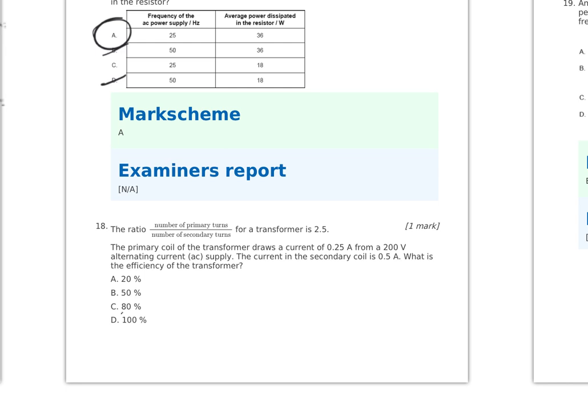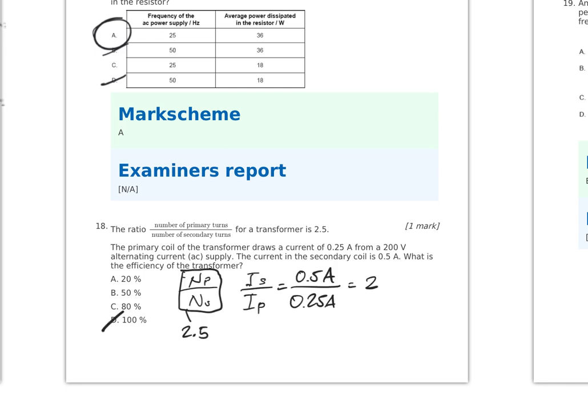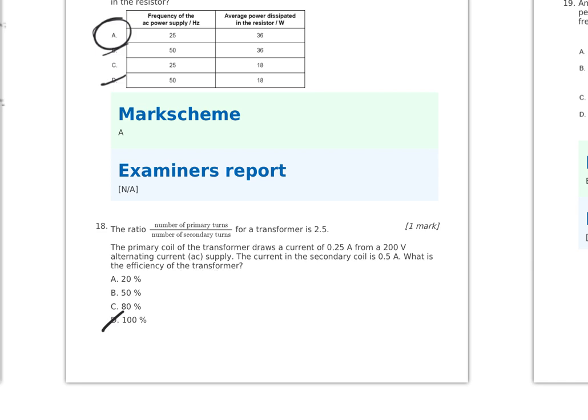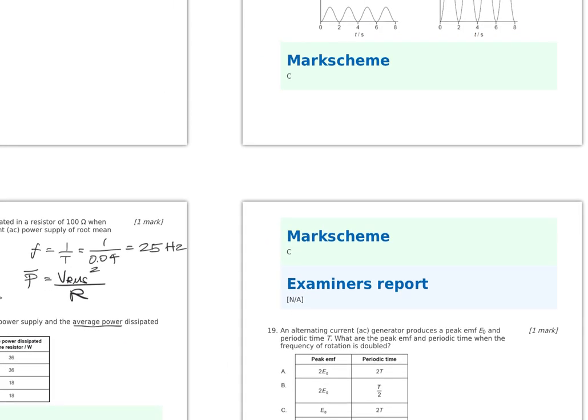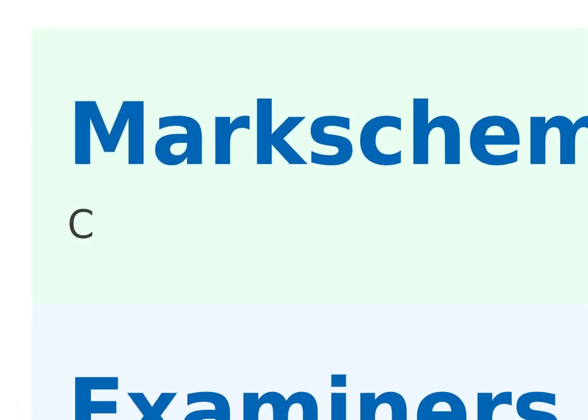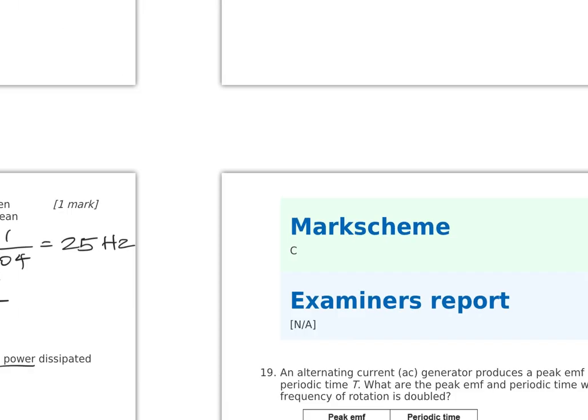So we are not 100% efficient. And in fact, 2 over 2.5 is 80%, and that's our answer, choice C. You can see that right here. The mark scheme says C. C. All right.